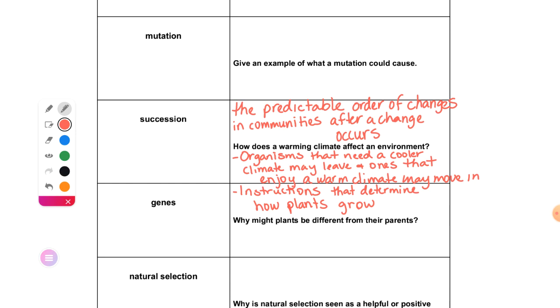So, in as few words as possible, genes are inherited from both parents. And again, we're focusing on plants, but this is true for every living thing. From both parents, and they may have different characteristics.